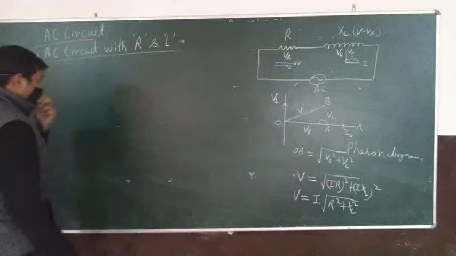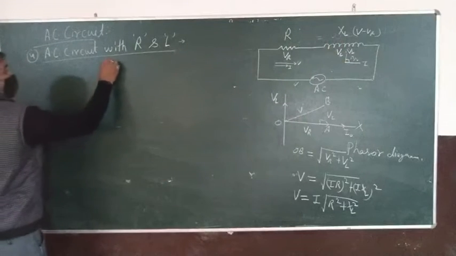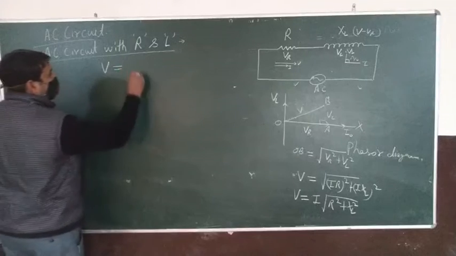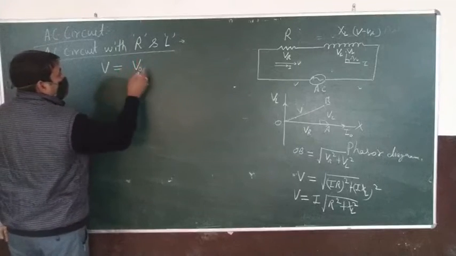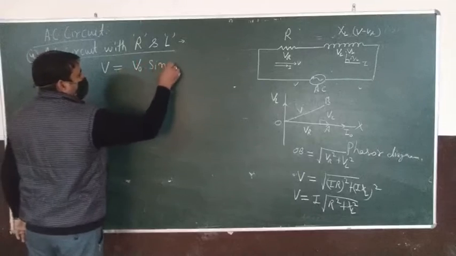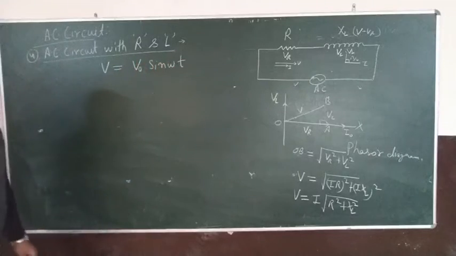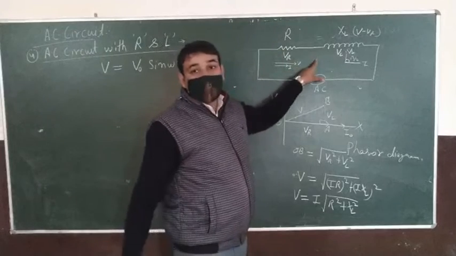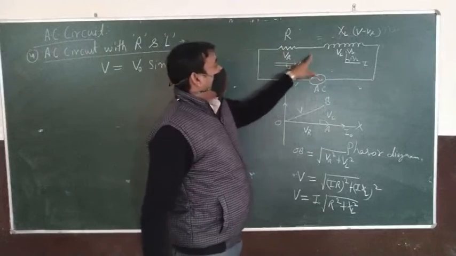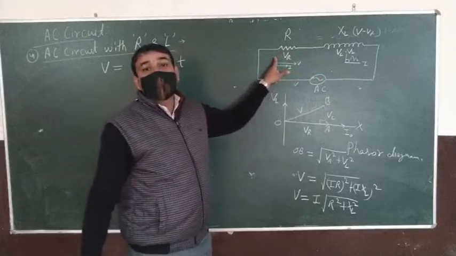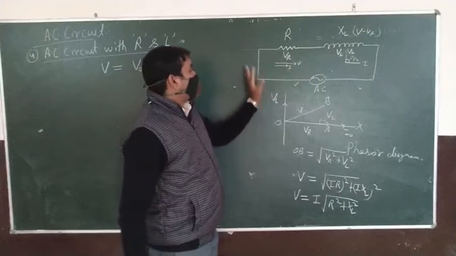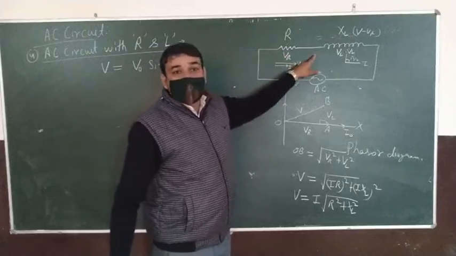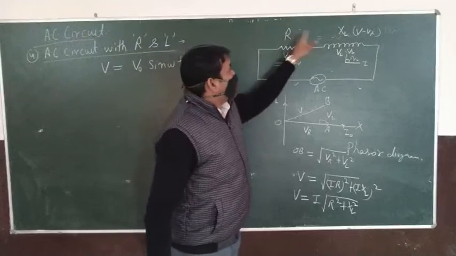Now, if a potential V is applied across the circuit, given by V naught sin omega t, then the reactance of the circuit, or we say the impedance of the circuit offered in the path of current flow, is given by the resulting potential of these two.